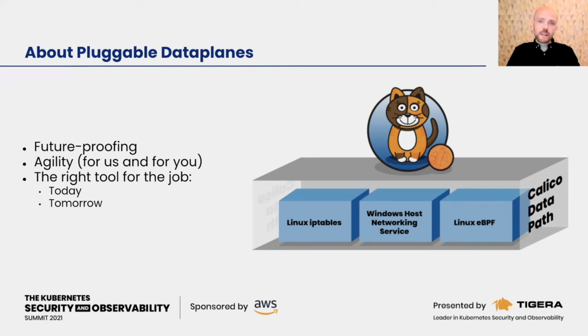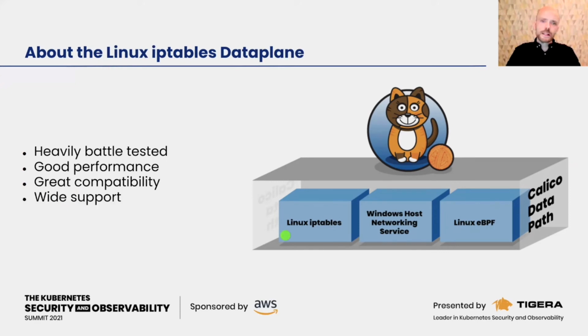Not only that, it allows you to be agile because you can switch data planes quite effectively as your requirements change. So by supporting different data planes, we allow the data plane to be the right tool for the job today and tomorrow. So the Linux iptables data plane is our oldest data plane. Therefore, it's heavily battle tested. It's been used in production for a long time on many clusters. It still offers good performance, and it offers great compatibility across a wide range of environments.